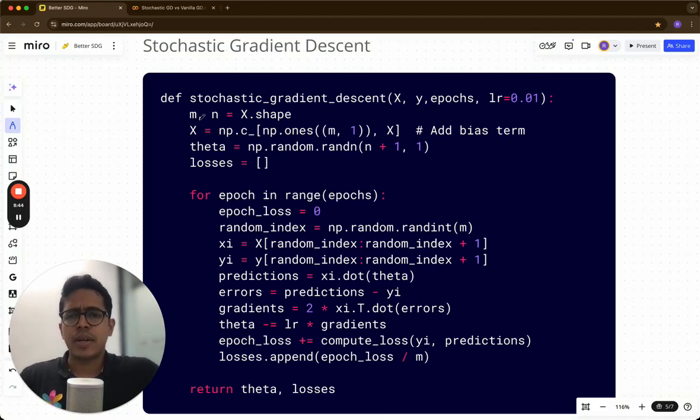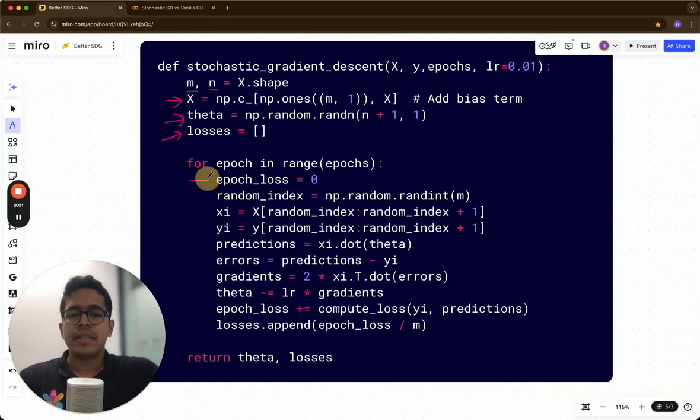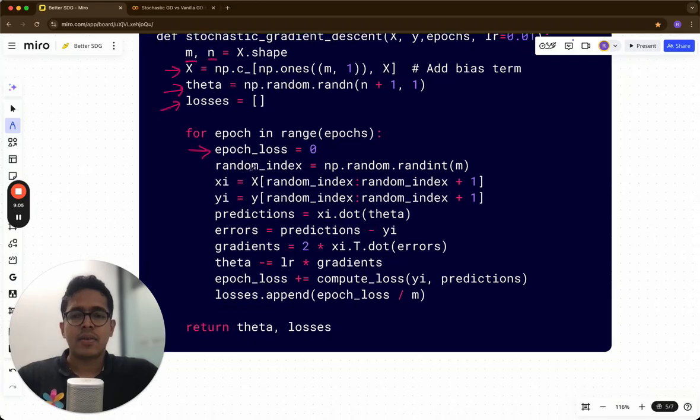In stochastic gradient descent you are doing pretty much the same thing. You are calculating the number of data points and the number of features in each data point. You are appending ones, you are assigning random values to theta at the start, you are having an empty array to store the losses, and initially for each epoch the loss is 0, and what we are doing here is random index equal to np.random.randint.